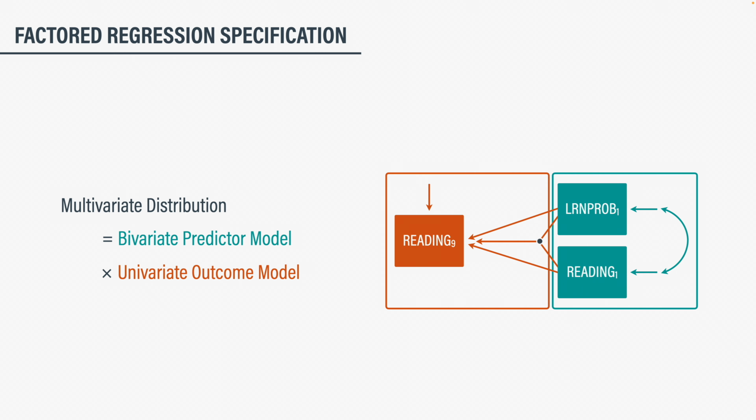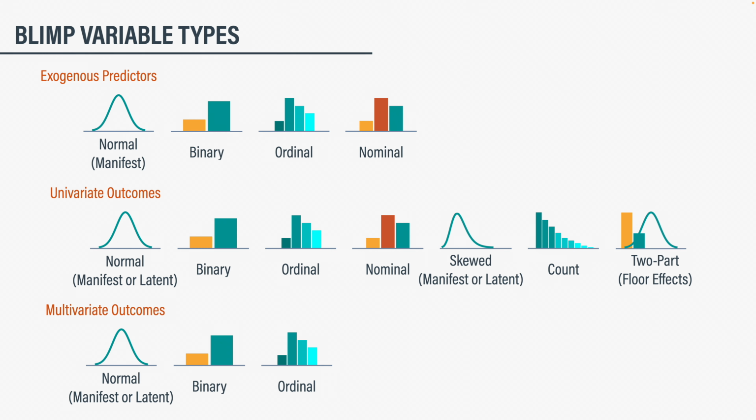This specification is really important for interaction models because the incomplete predictors require features like heteroscedasticity that are incompatible with a multivariate distribution. By default, Blimp assigns a multivariate distribution to exogenous predictors like the first grade reading scores and learning problems. Outcome variables like ninth grade reading scores have a univariate distribution. So under the hood, Blimp actually represents this model as two submodels, each with its own unique distributional assumptions. Exogenous predictors like the first grade scores can either be normal, binary, ordinal, or nominal, and univariate outcomes can take on a much broader range of metrics. I'll discuss multivariate models in a minute.